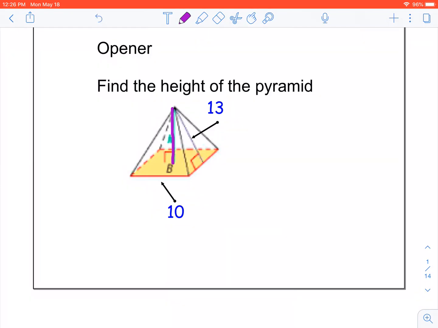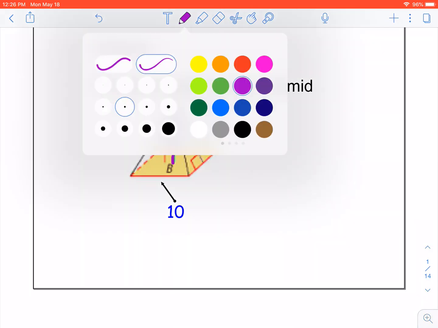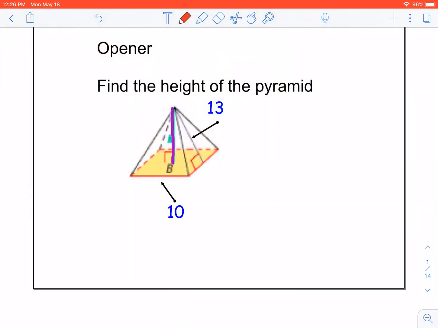Remember, when we did surface area, we needed this slant height here. That was that 13. When we did that idea of surface area, we were able to pull this little right triangle out, and the point where it comes down to your base is smack dab in the middle of your base. So this bottom of my triangle is going to be half of 10, which is 5. So when I pull out my triangle, I have my 13, I have my 5.